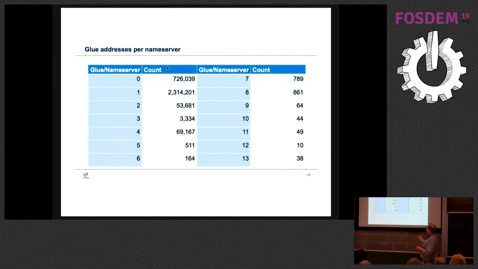Most servers have one glue. This is not a long tail situation. It's kind of funny. It goes 2 million for one, then down to 50,000, down to 3,000, then back to 69,000 for four, and so on. And by the way, 0 to 13 is the entire range of values for this graph. There's nothing below that. This is all of it. Because, you know, we can only have 13 NS records, because by law it's, never mind.